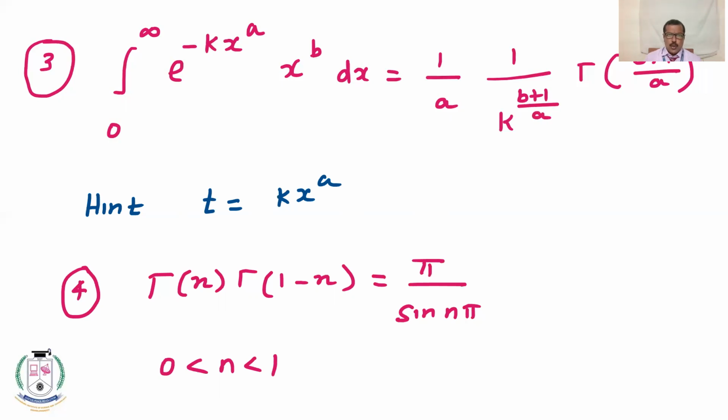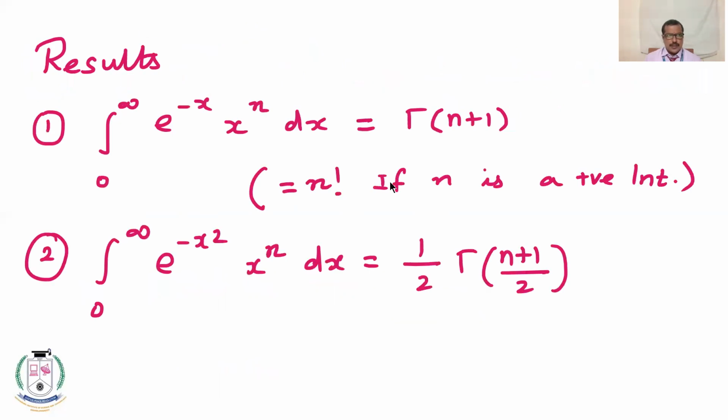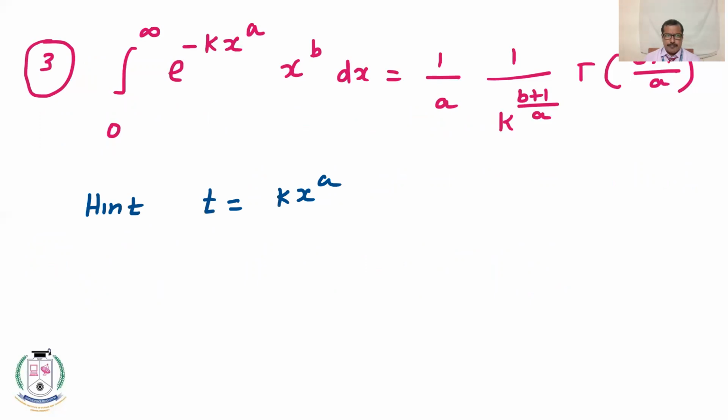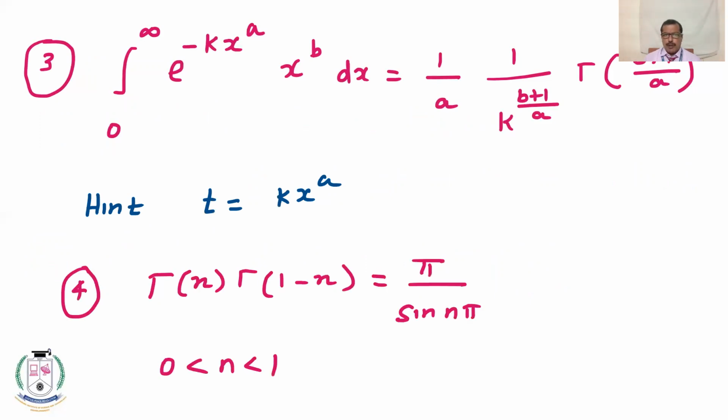Before problems, let us quickly go through the results. First one, integral from 0 to infinity of e power minus x, x power n dx is gamma of n plus 1. Particularly, if n is a positive integer, it can be taken as n factorial. Integral from 0 to infinity of e power minus x squared, x power n dx is equal to 1 by 2 gamma of n plus 1 by 2. Then the general result, and then gamma of n into gamma of 1 minus n is equal to pi by sine n pi. Now let us proceed for problems, how to apply these results in problems.